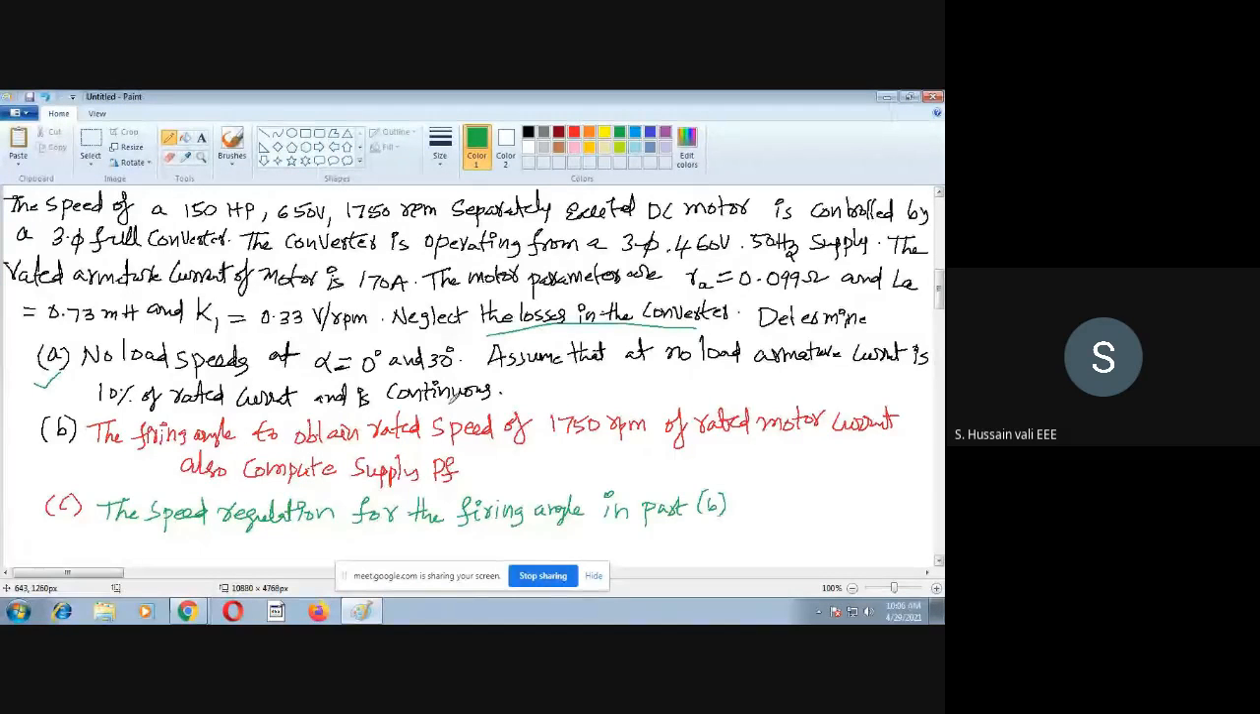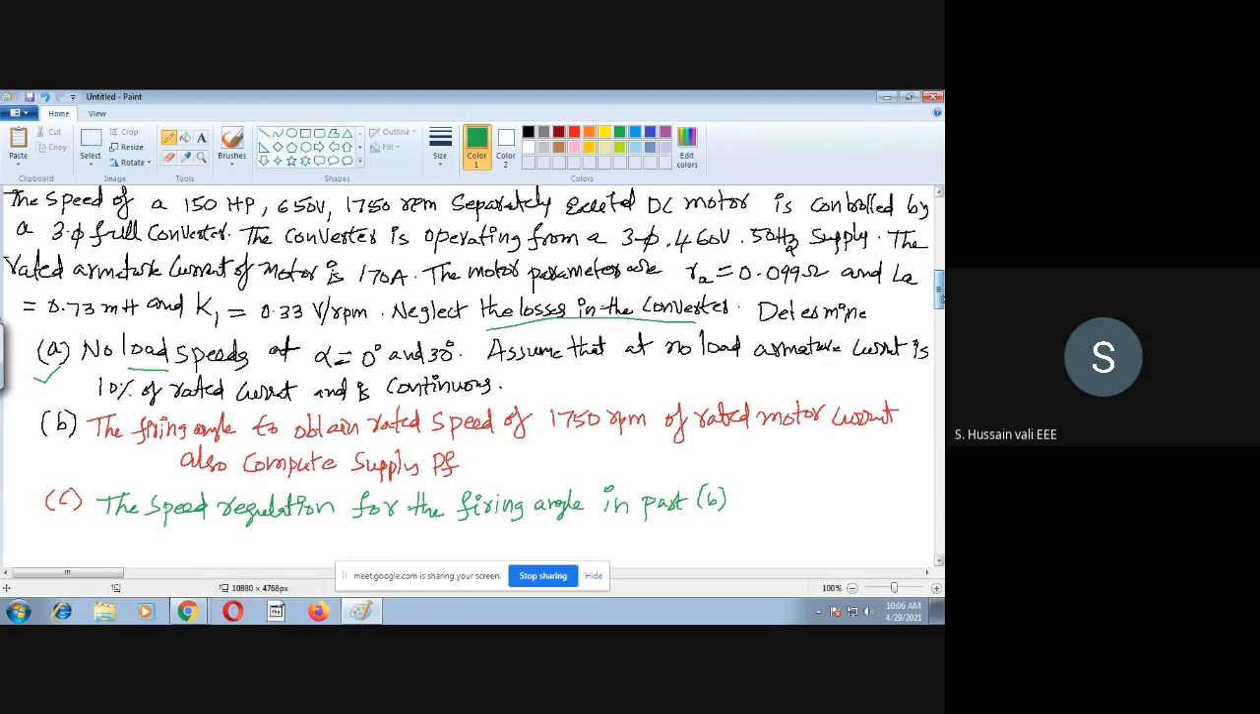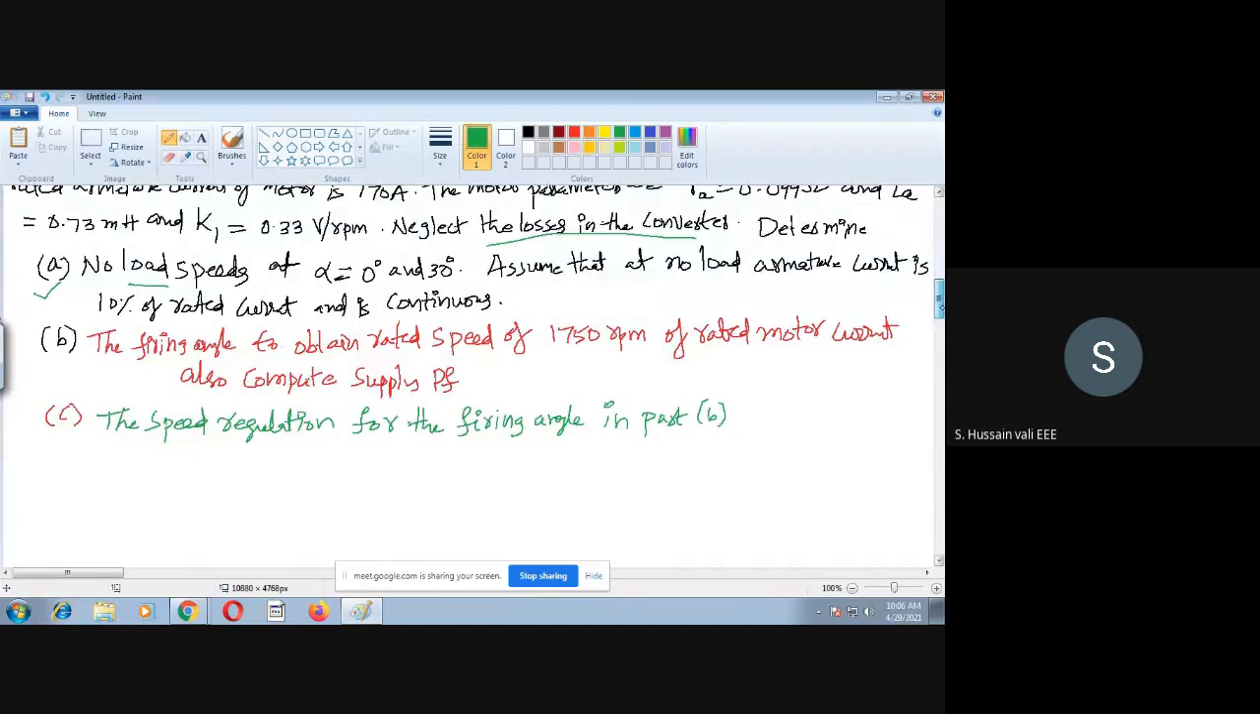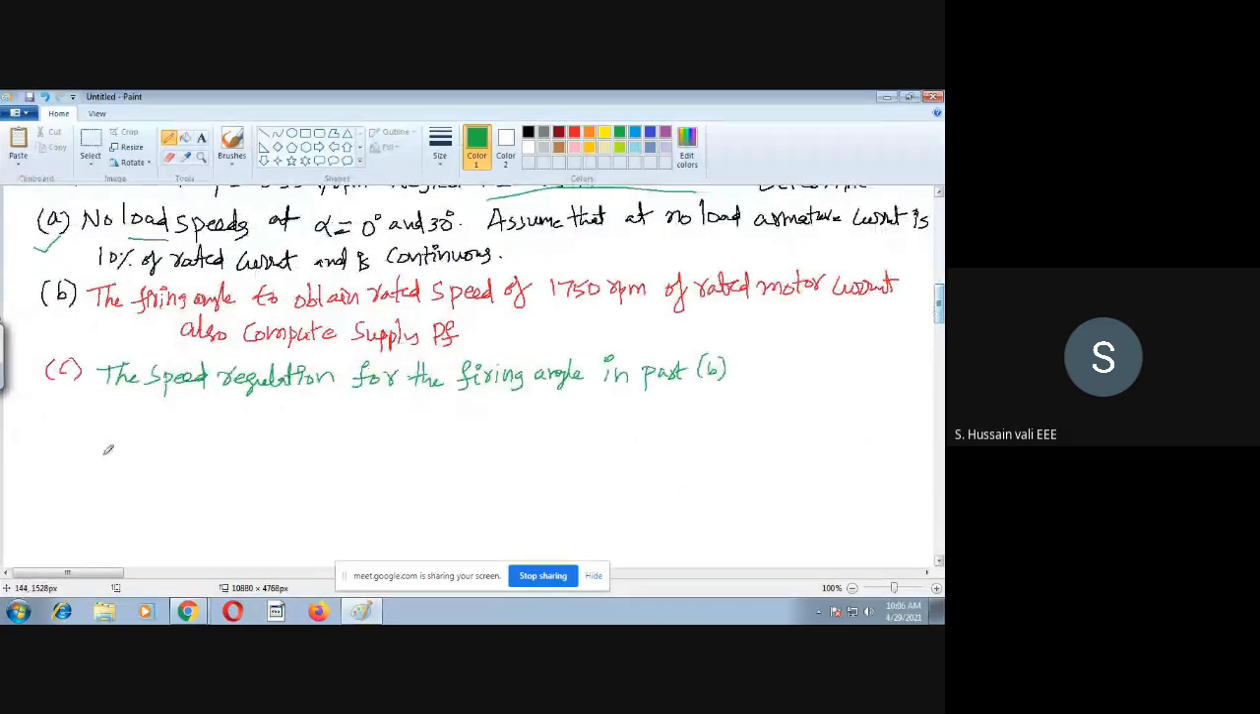what we will do is one thing. First, where do you find out the speed, the no load speeds at alpha? You have to find out the speed here. First question: to find out the speed here, we always think, where can I find out the speed first of all?